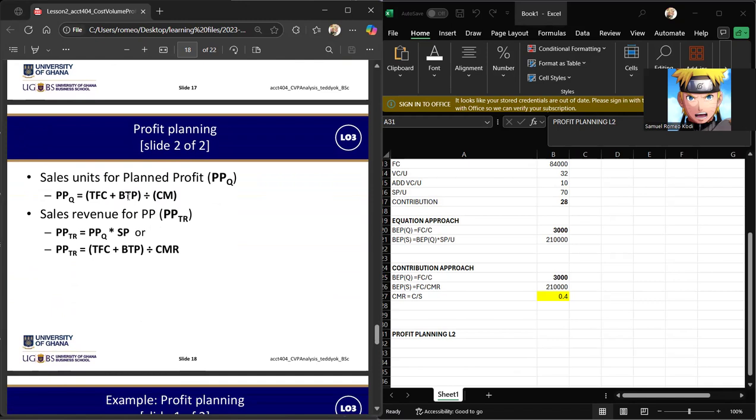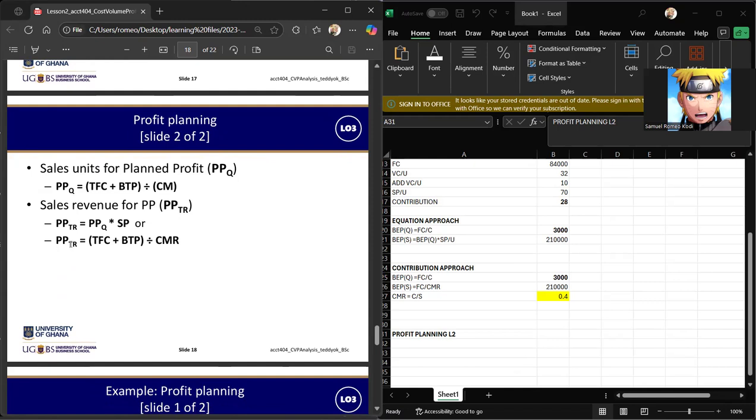So this is the format. It's almost the same as the one we did. With the fixed cost, we just add what's called the profit plan to it. So total fixed cost plus the budgeted target profit, divided by the contribution margin per unit. For sales revenue, it's the same thing: take the PPQ times the selling price per unit. Then, using the contribution margin approach, TFC plus the targeted profit, divided by the contribution margin ratio.